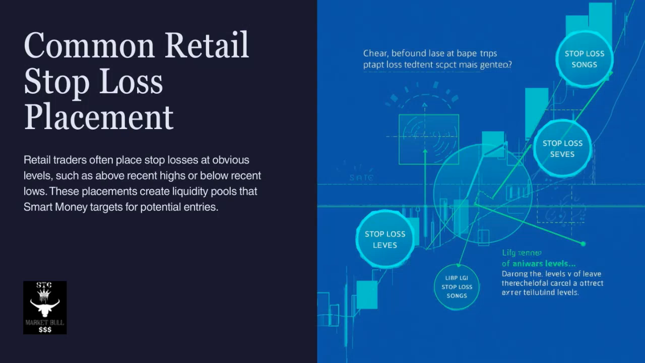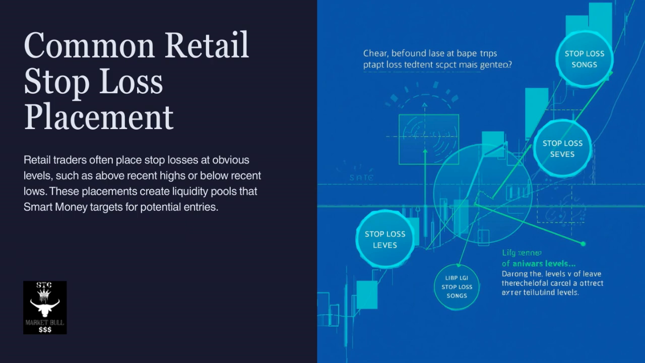Retail traders often place their stop losses at obvious levels, like just above recent highs or below recent lows. And the reason they do this is because it feels logical. It's a place where they think the market might turn or where they want to protect their positions. But here's the interesting part. These common placements actually create what we call liquidity pools. These are areas where a lot of stop losses are clustered together. And guess what? Smart money, or the big players, are well aware of this.